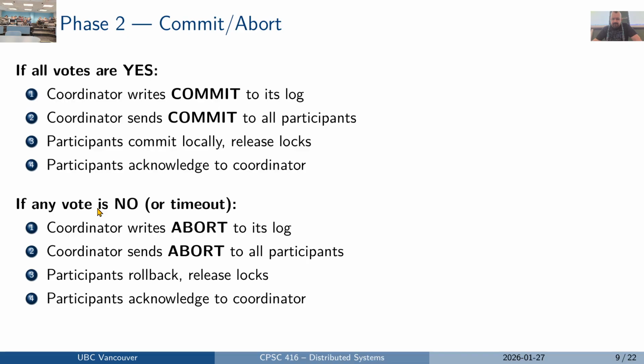If and only if all the votes are yes, then the coordinator writes a commit to its log, and it sends a commit message back to the participants. The participants then commit locally, they release any resources they're holding, locks, and they acknowledge that to their coordinator. If anyone votes no or there's a timeout, then the coordinator aborts the transaction in the log and sends an abort to all the participants. The participants roll back, and the participants acknowledge it to the coordinator.